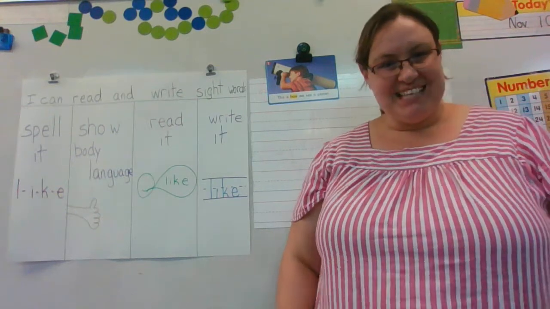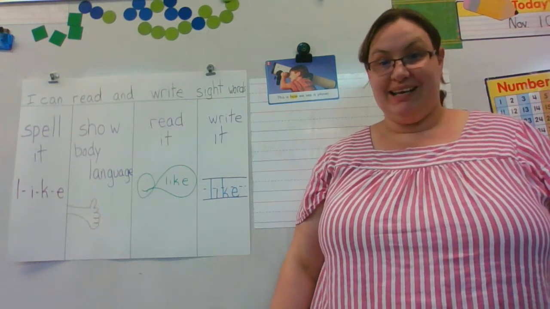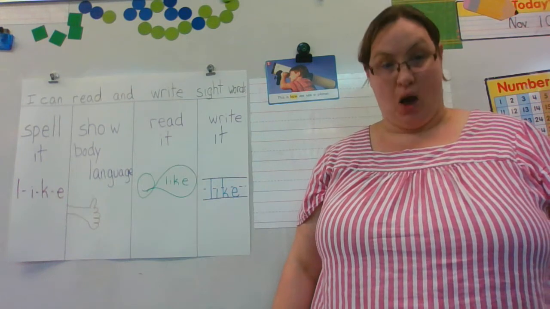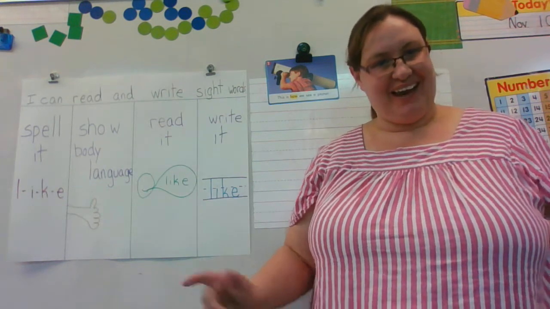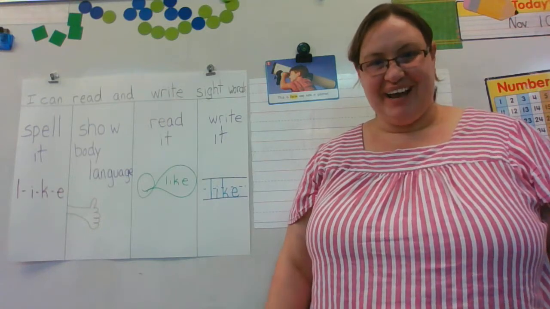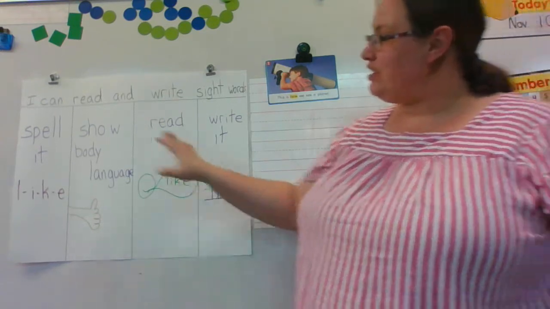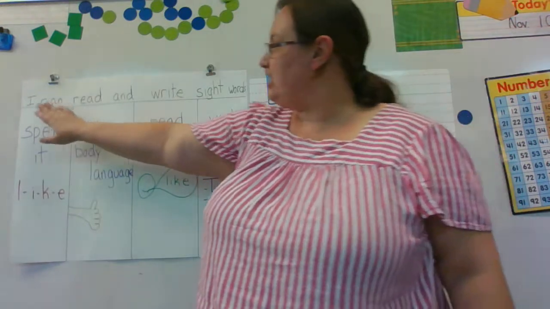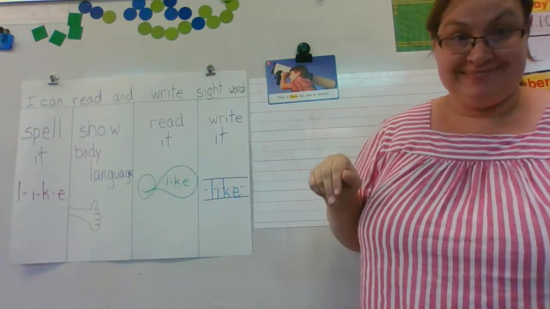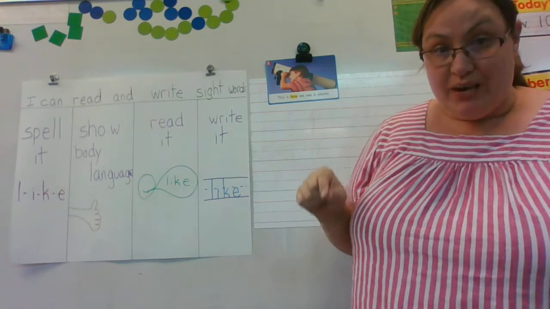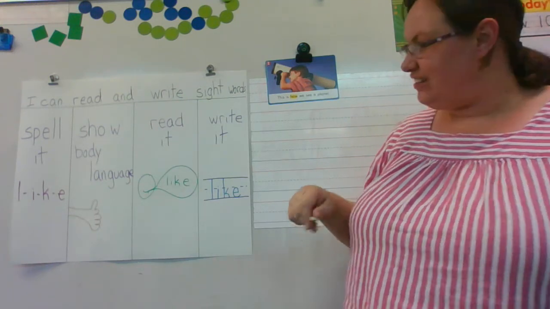Hi, boys and girls. We're going to talk about a new sight word. This sight word is how. Some of you may have done it so far, and some of you may not, and that's okay. All right, when we talk about sight words, our success criteria, learning intention: I can read and write sight words. A lot of you are getting really good at that.